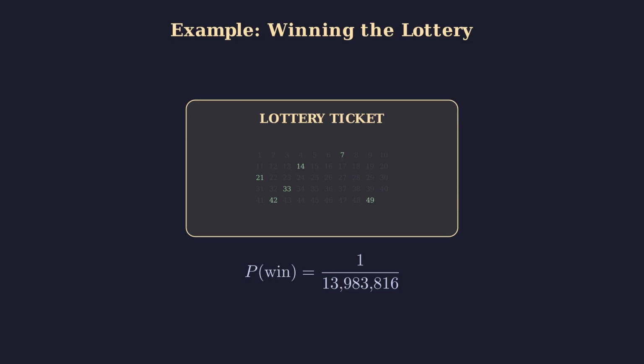P of winning equals 1 divided by 13,983,816. That is about 0.000007%. That number is so small it is almost meaningless. But probability gives you the tools to quantify exactly how meaningless it is.